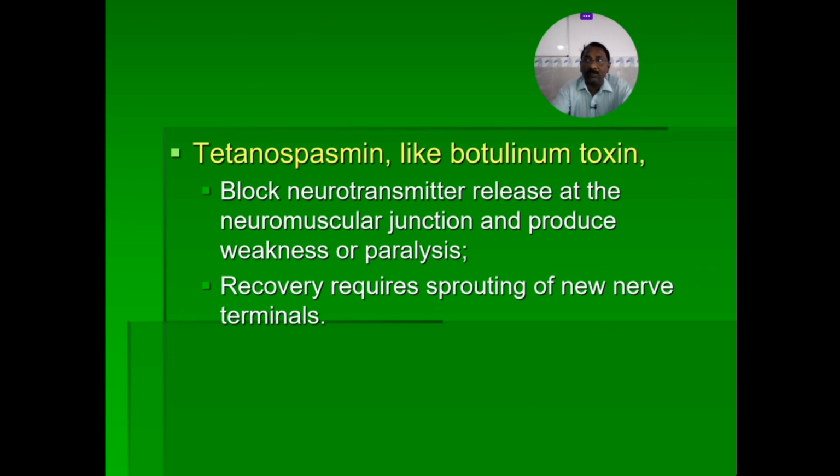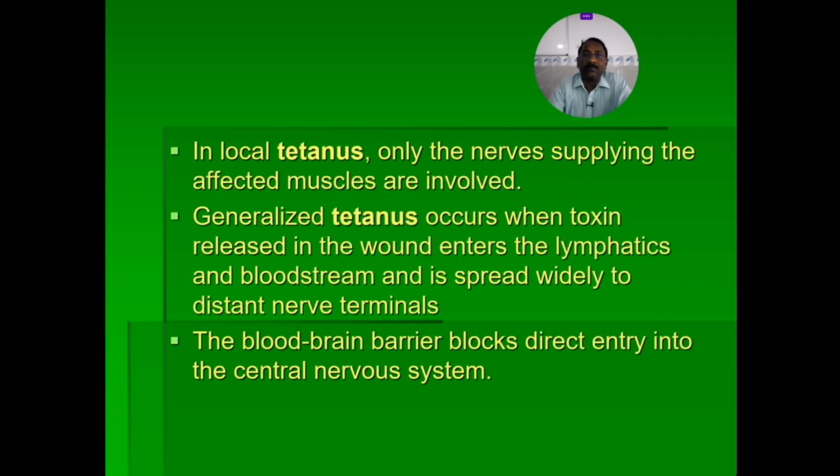So this neurotoxin by name tetanospasmin, like your botulinum toxin, blocks the neurotransmitter release at the neuromuscular junction and produces weakness or paralysis. Recovery requires sprouting of the new nerve terminals. In local tetanus, only the nerves supplying the affected muscles are involved. Here the recovery is good in local tetanus. Mostly 98% of these people survive unless they go into the cephalic form.